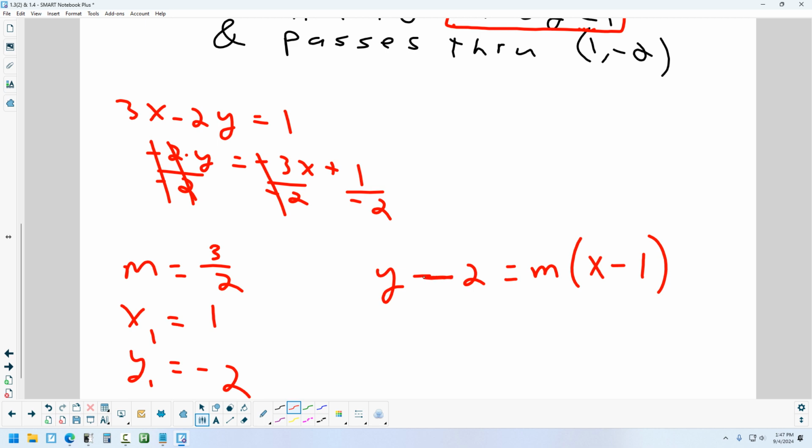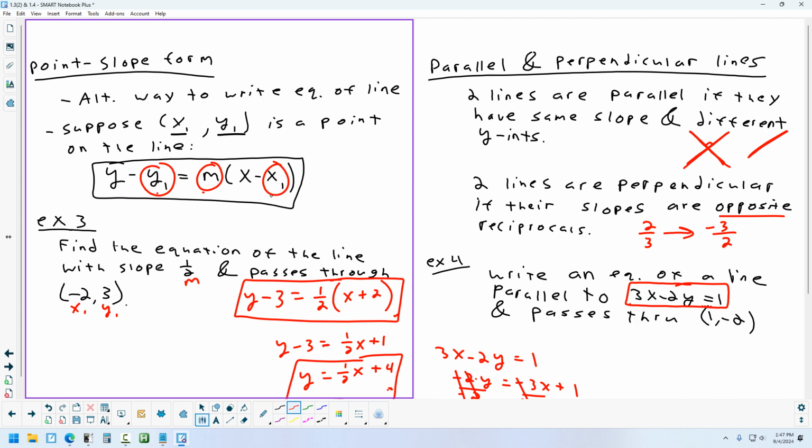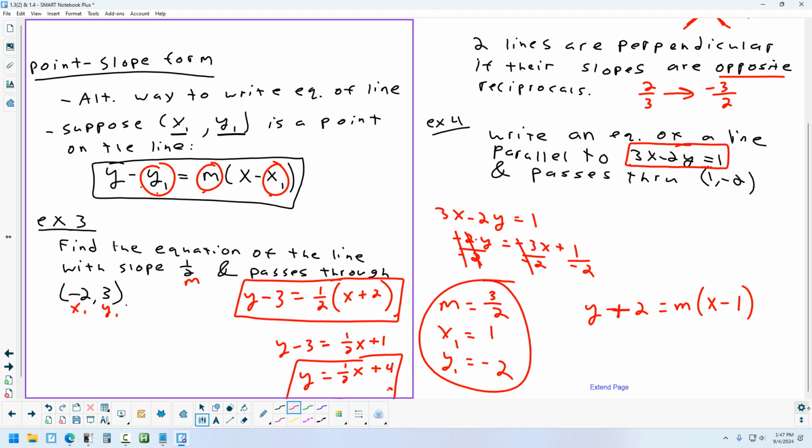Whoa. I'm so confused. You lost me on that last writing that equation part. So I took those 3 numbers and I filled them in those 3 spots. I filled in y1, m, and x1. M is 3/2, y1 is negative 2, and x1 is 1.